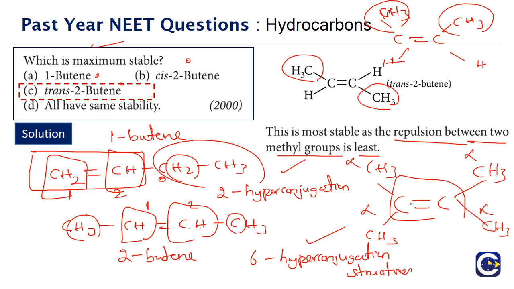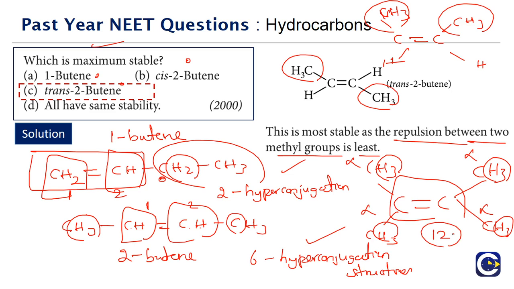Alpha carbons means the carbons that are directly attached to the functional group. A double bond is the functional group. Whatever carbons are attached to that functional group will be called what? Alpha carbons. Here the alpha carbons have 3 hydrogens, 3 hydrogens, 3, 3. Totally how many are there? 12 hydrogens. That means we can have 12 hyperconjugation structures.